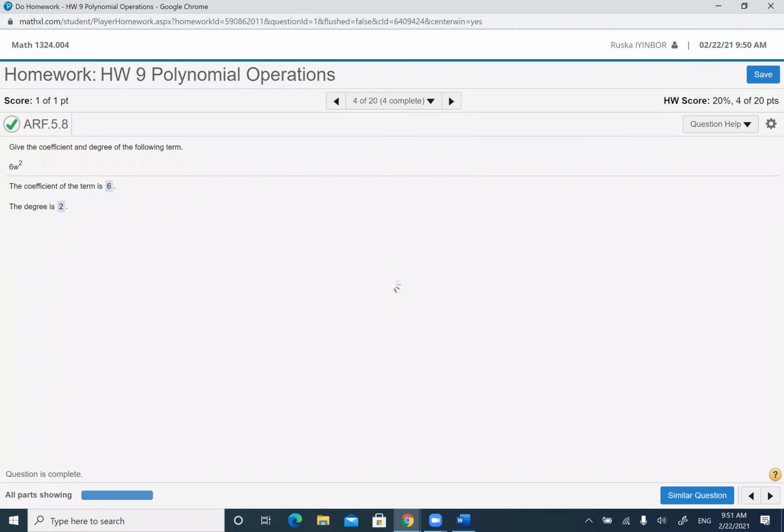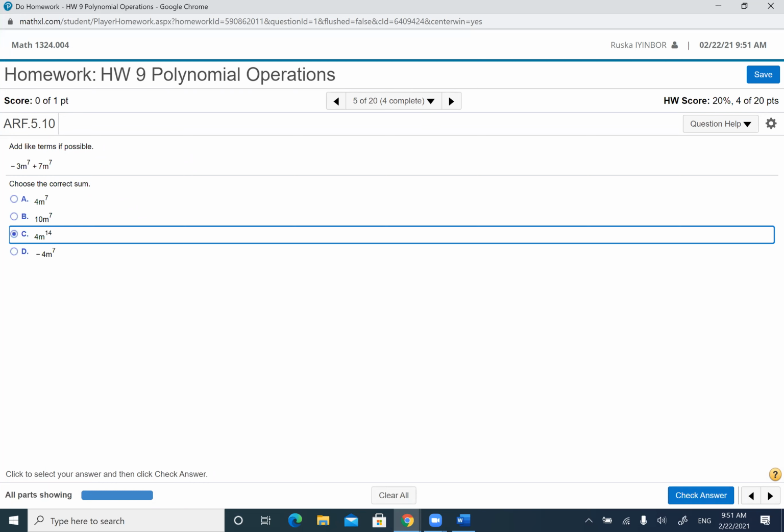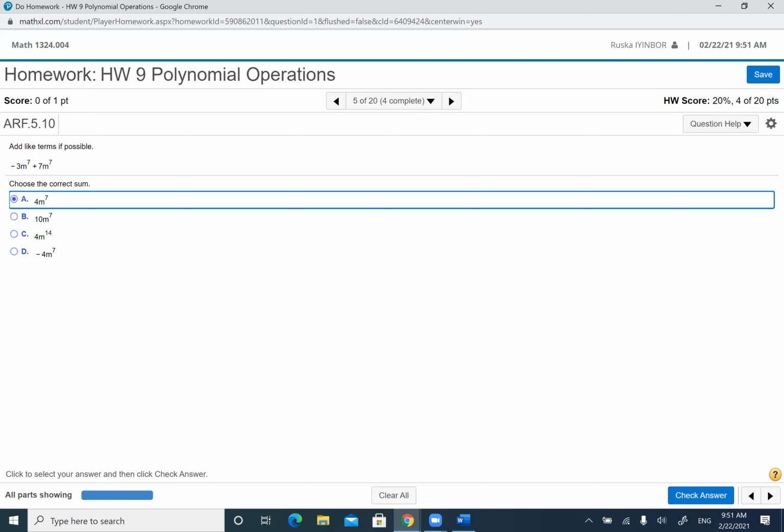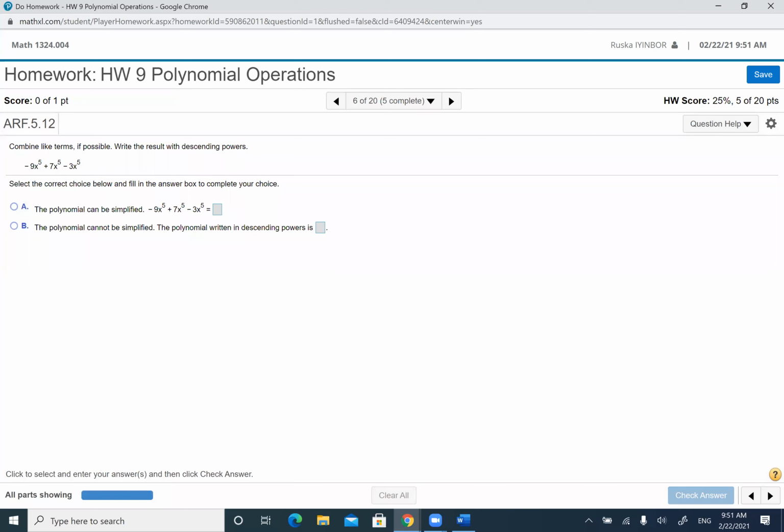Let's see what else we have. We have add like terms. So we're going to combine -3 plus 7. How many is that? 4, right? But it's not 14, it's going to be 4m to the 7. When you combine like terms, the terms stay the same, you just add the coefficients. Everybody understand that? You just add the numbers in front. 7 minus 3 is 4. You don't do anything with the exponents. When you multiply, then the exponent changes.